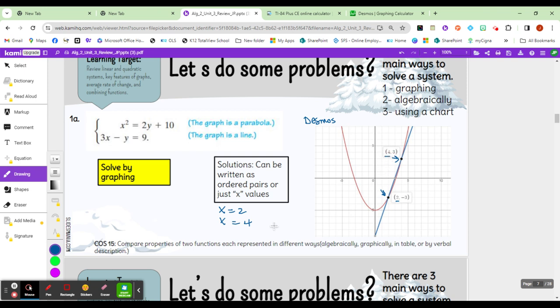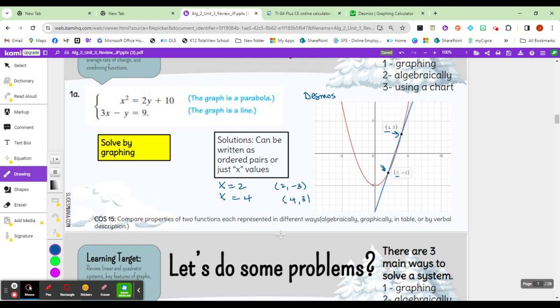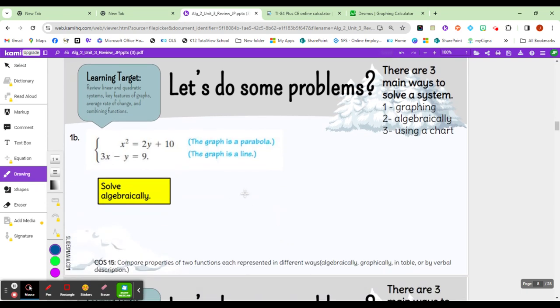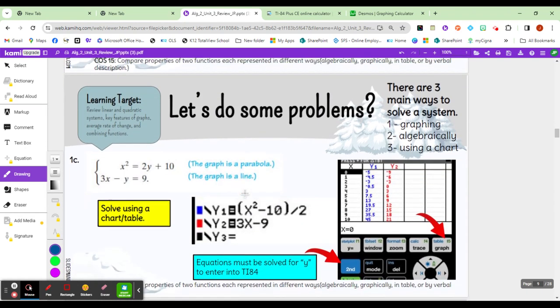If they ask for ordered pairs, then you would give them the ordered pairs. But if they do not say anything about ordered pairs, you're just going to give them the x values of the ordered pairs, because we are solving for x. Okay, you're going to have to read the wording in the problem. This is just showing you how you would do a substitution.